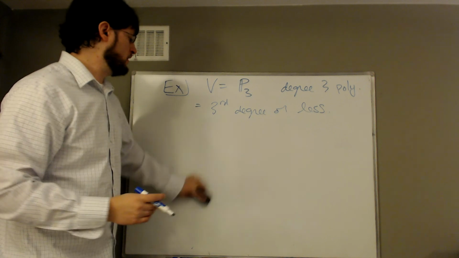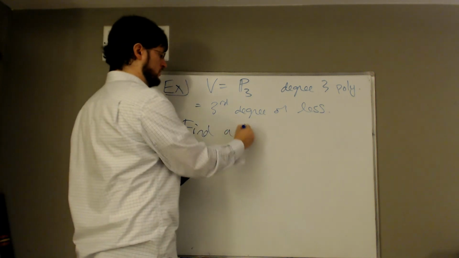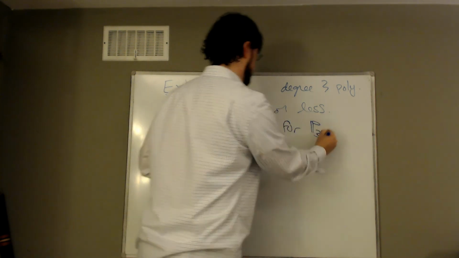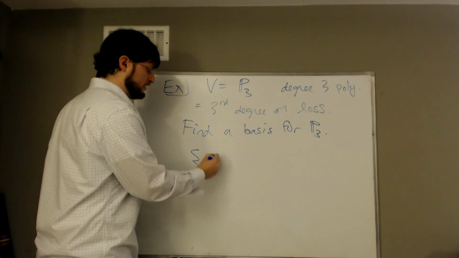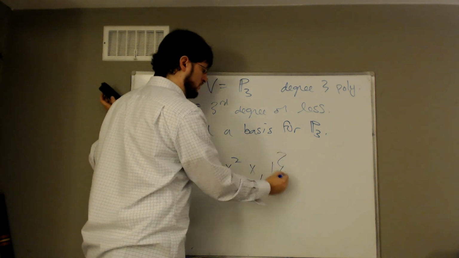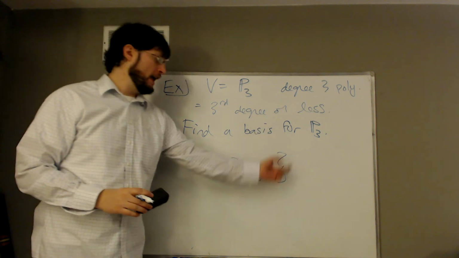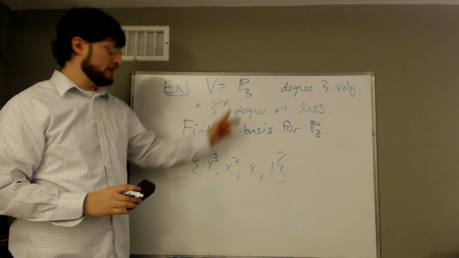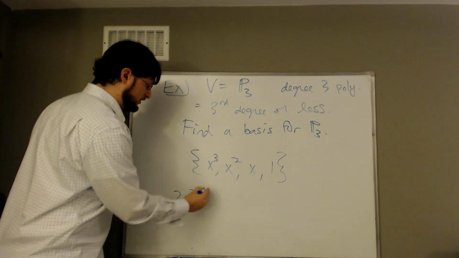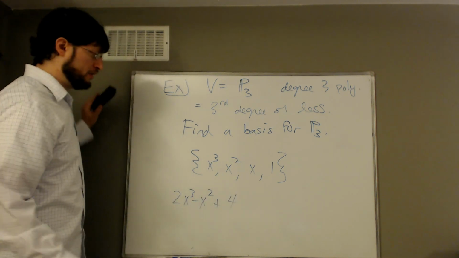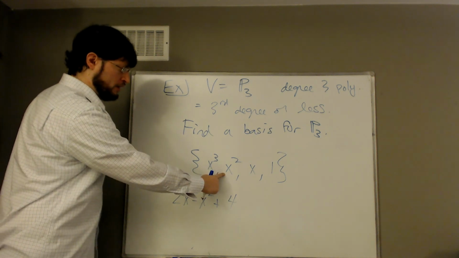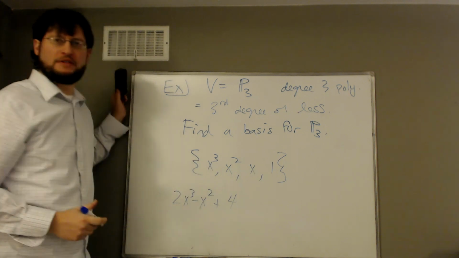So let's find a basis for P3. My claim is that a basis is just these as-simple-as-possible polynomials, because any degree 3 polynomial is a linear combination of these. Right, so if I had 2x cubed minus x squared plus 4, well, this corresponds to the linear combination scaling this by 2, scaling this by -1, scaling this by 0, and scaling this by 4.